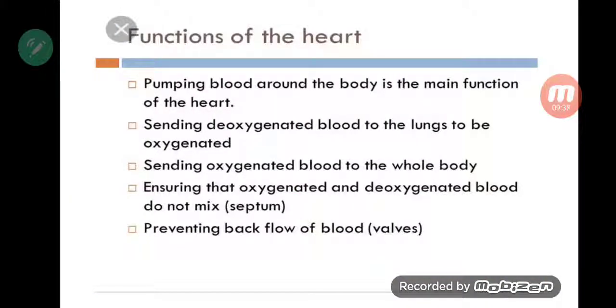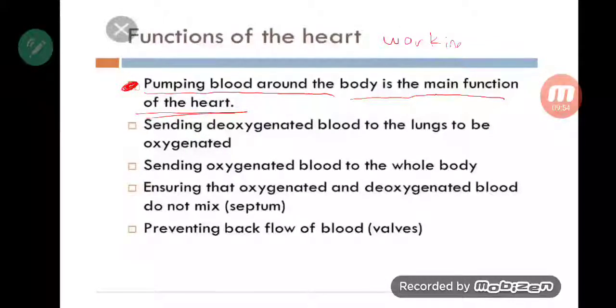Function of the heart: pumping blood around the body is the main function of the heart. You should concentrate on this function. The heart works as a pump. It is the most important function of the heart, working as a pump.